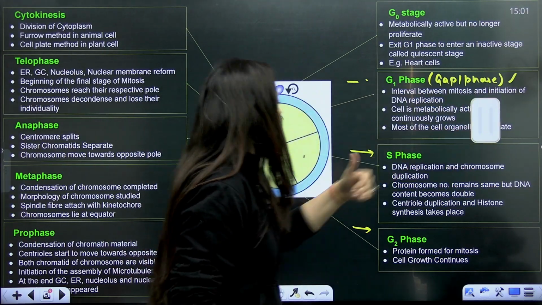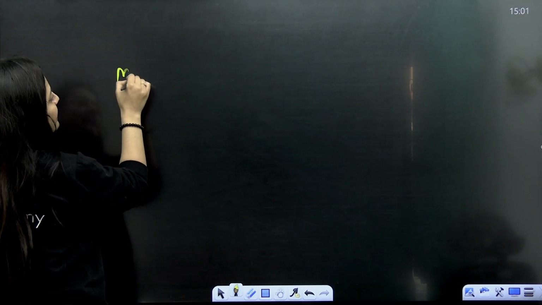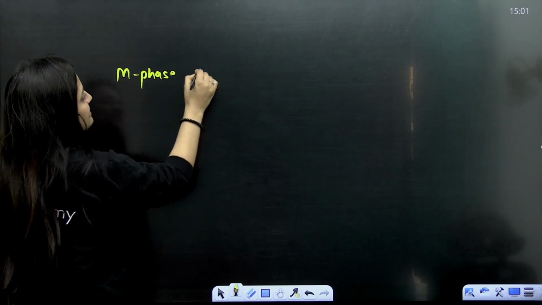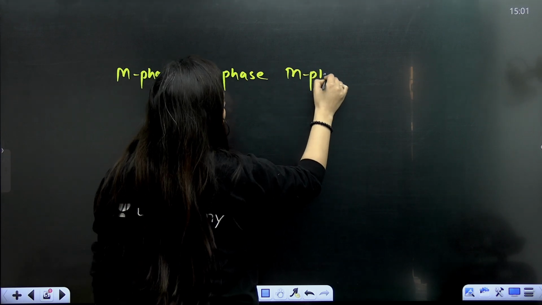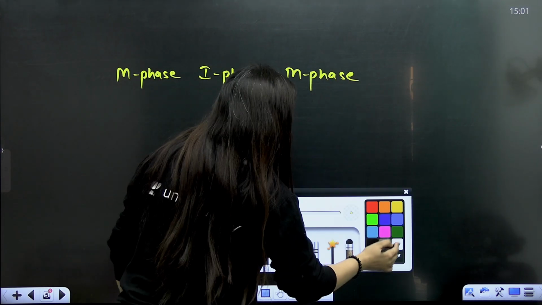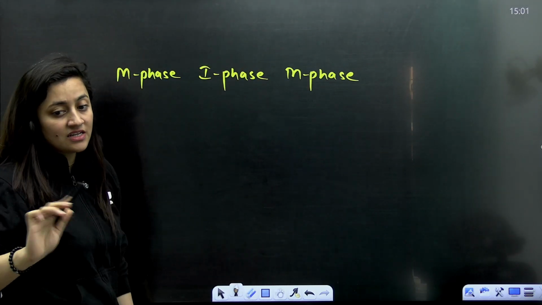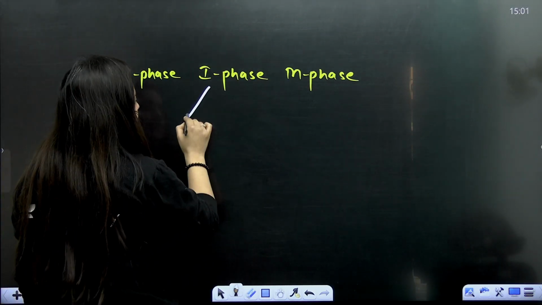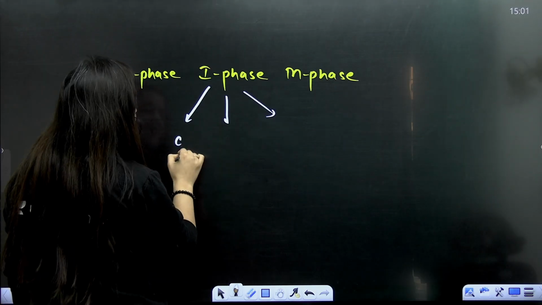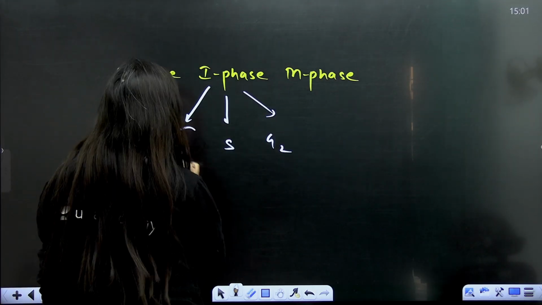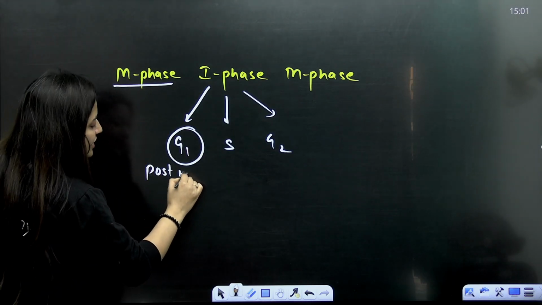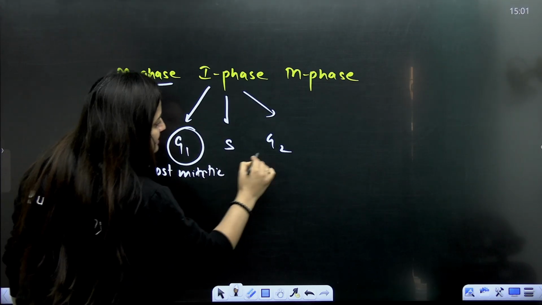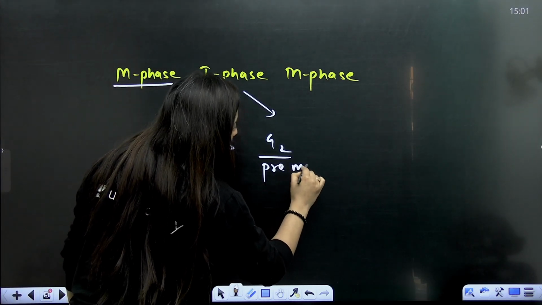Just to simplify it more, you can write this. There is a line in the NCERT that the I phase, that is interphase, is a phase present in between 2 successive M phases, that is one after another. In the I phase, you have the G1 phase, the S phase, and the G2 phase. Because the G1 phase is after division, after mitosis, it is also known as the post-mitotic phase, and the G2 phase is also known as the pre-mitotic phase.